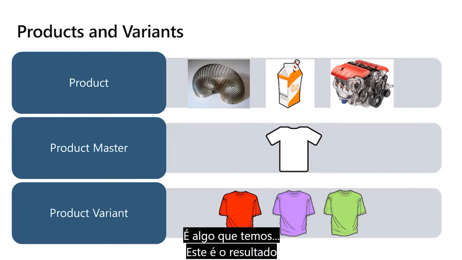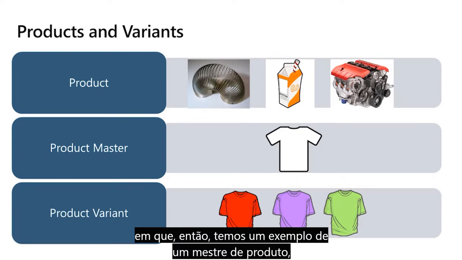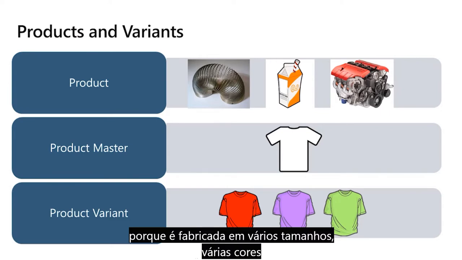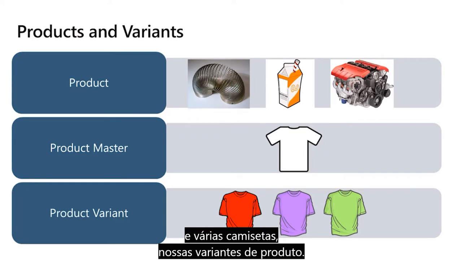These are all defined products. This is something that we have, this is the outcome. Then we have an example of a product master, and this is a piece of clothing, and this can be a t-shirt, because it's made in multiple sizes and multiple colors. And the various t-shirts are product variants.